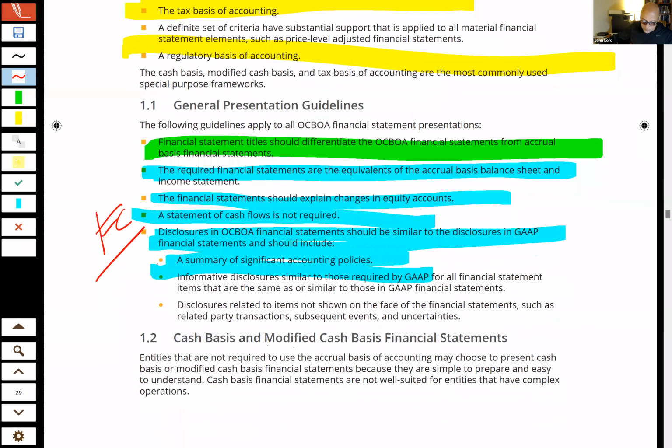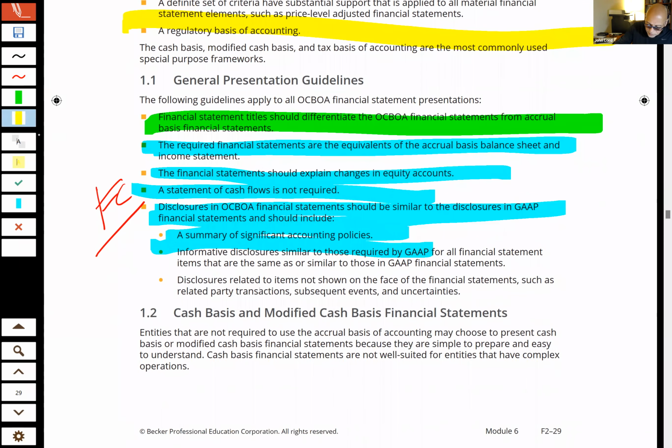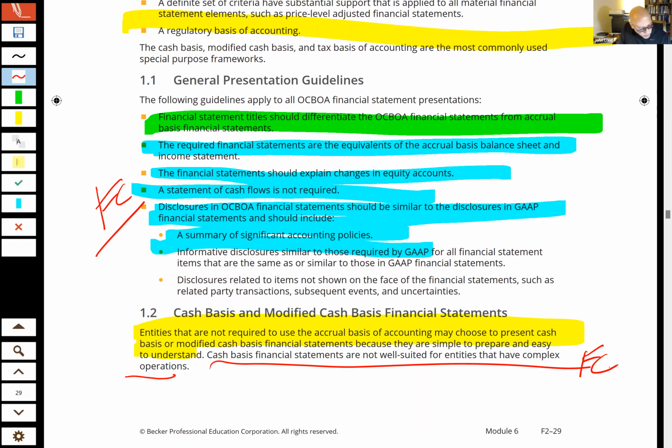And then let's go ahead and take a look. They tell us that entities that are not required to use the accrual basis of accounting may use cash or modified cash basis because they are simple to prepare and easy to understand. You can go ahead and flashcard this because this almost sounds like a CPA exam question. That last part: cash basis financial statements are probably going to be used for less sophisticated entities.